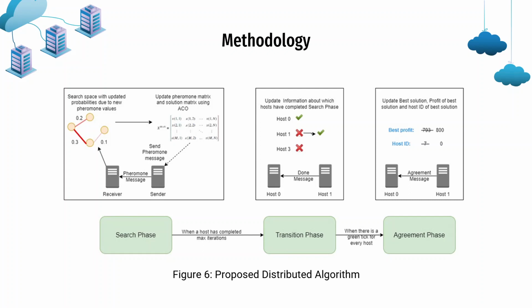Moving on to the methodology. The proposed distributed algorithm can be elucidated in the mentioned diagram. It primarily comprises three phases. The first phase is the search phase, where we run the ACO algorithm multiple times on several hosts.